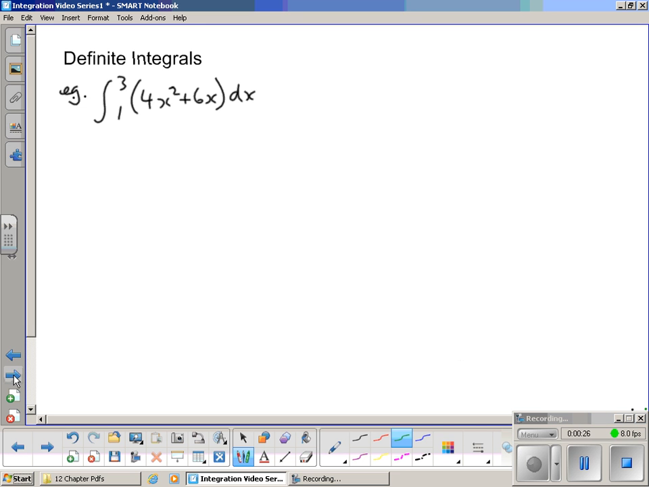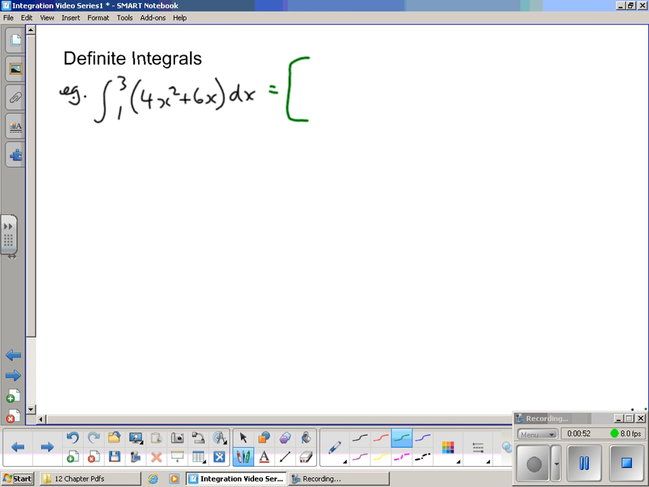So here we go. To find the definite integral between x equals 1 and x equals 3 of 4x squared plus 6x dx, we have to integrate first. But we're going to put square brackets around it first, and for a very special reason, because we're going to sub in 3 and 1 into it in a special way in a moment. So we'll integrate 4x squared.